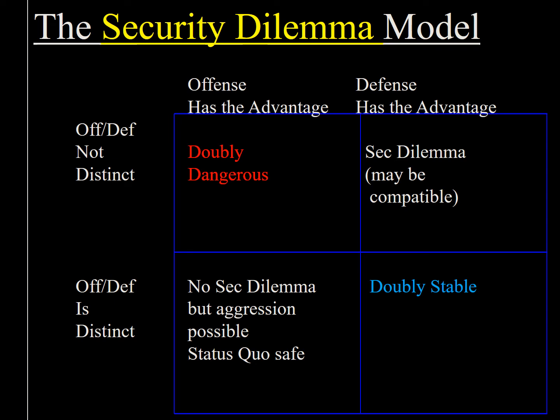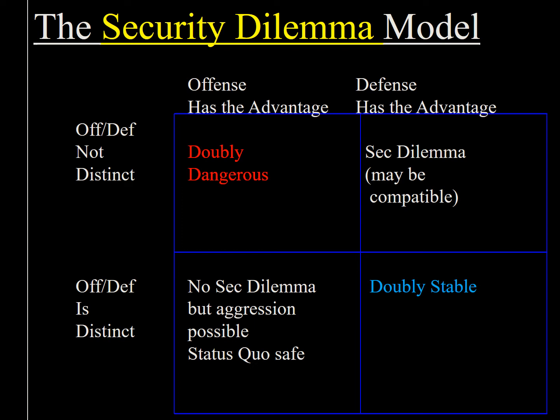Going now to the bottom row, if the offense has the advantage and the offense and the defense are distinguishable, there's no security dilemma. Of course, aggression is possible by revisionist states, but the status quo states are safe because they can recognize the revisionist states, and they can recognize when the revisionist state buys offensive weapons.